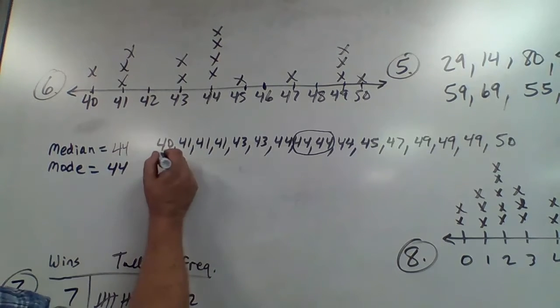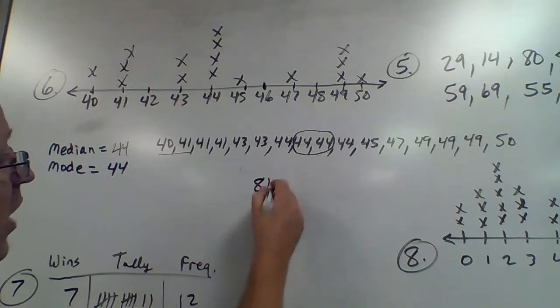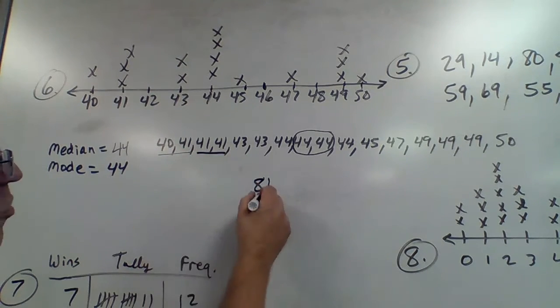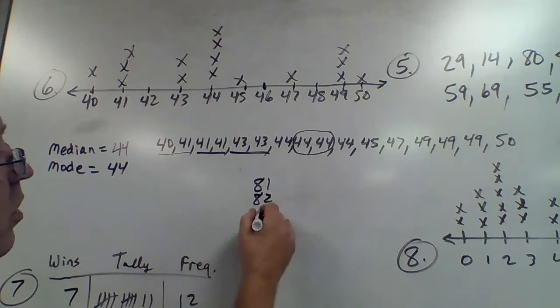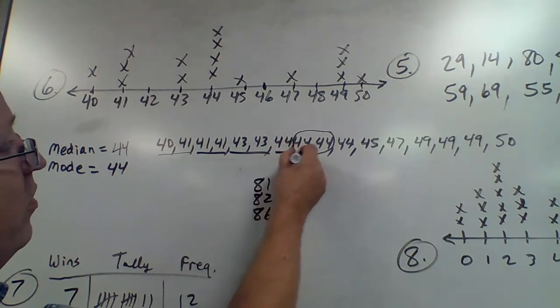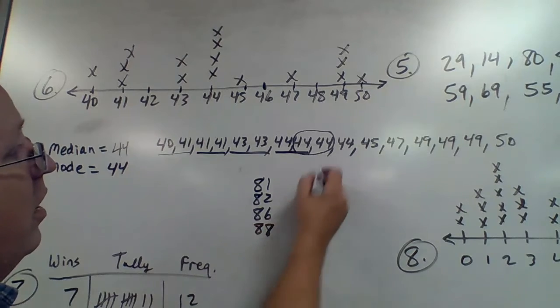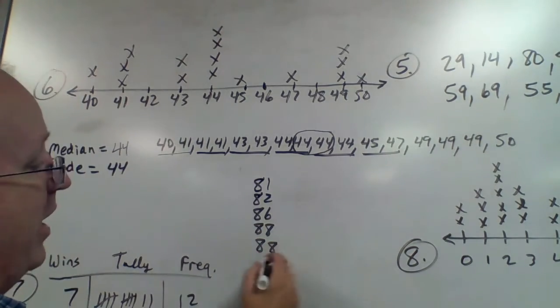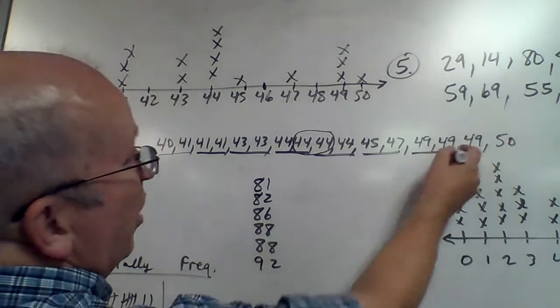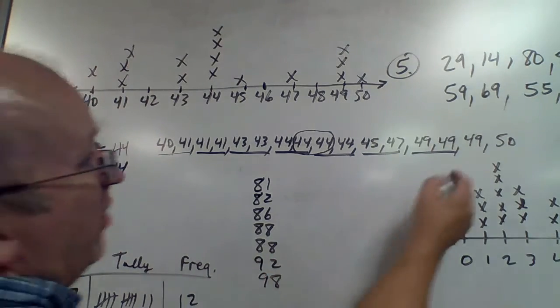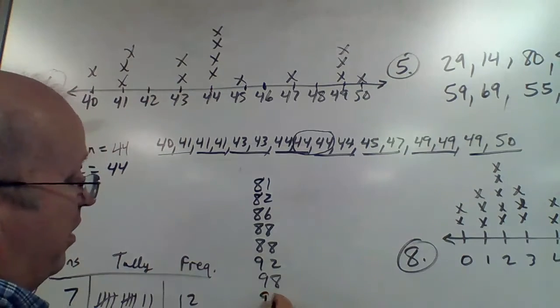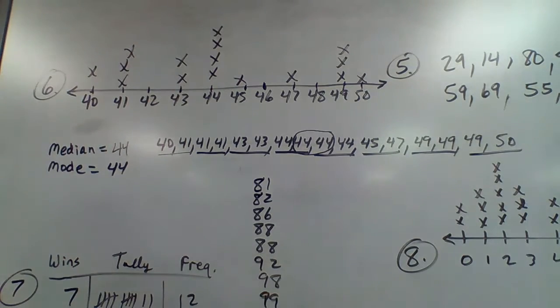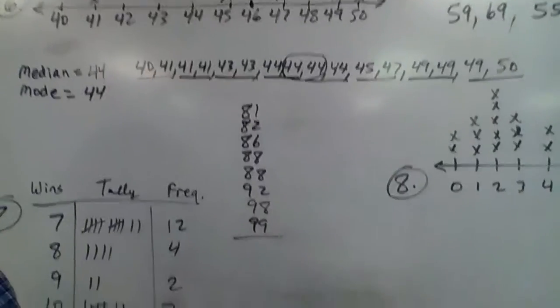So for example, I'm going to look at these 2 numbers, and I can do that in my head. It's 81, and these 2 numbers are 82, and these 2 numbers are 86, and these 2 numbers are 88, and these 2 numbers are another 88, and these 2 numbers are 92, and these 2 numbers are 98, and these last 2 numbers are 99. That's a little bit easier to handle. And now I'm going to add those numbers up.